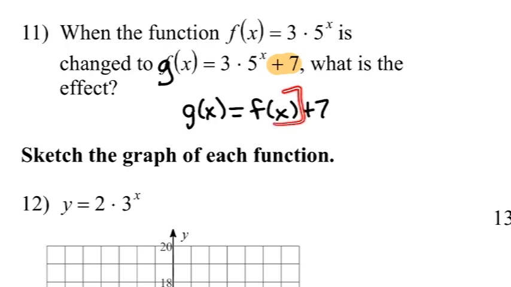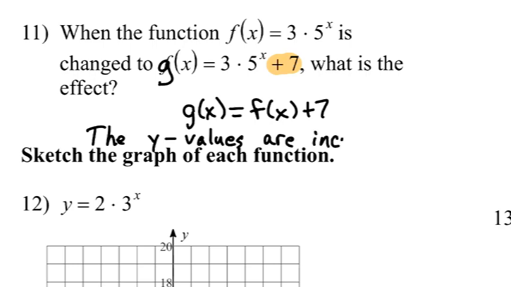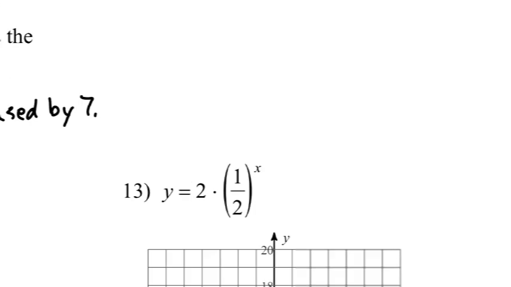And remember that this is a y value. So what we're doing is we're taking the y value and adding 7 to it. We're taking all of the y values and adding 7. So that means that the entire graph is moved up 7. The y values are increased by 7. And that's what happens. It takes the whole graph and moves it up 7 units.